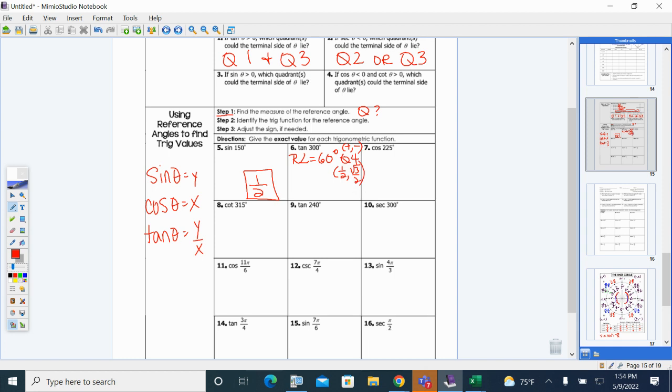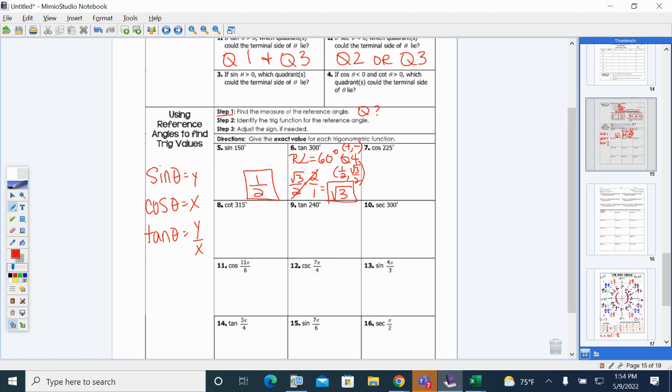Now, tangent is y divided by x. So we're going to take that y value and we're going to divide by the x. So we're going to multiply by the reciprocal of the x. And I just kept it the same. I need to flip it. And then reduce. The 2's will cancel. And the answer here is the square root of 3.